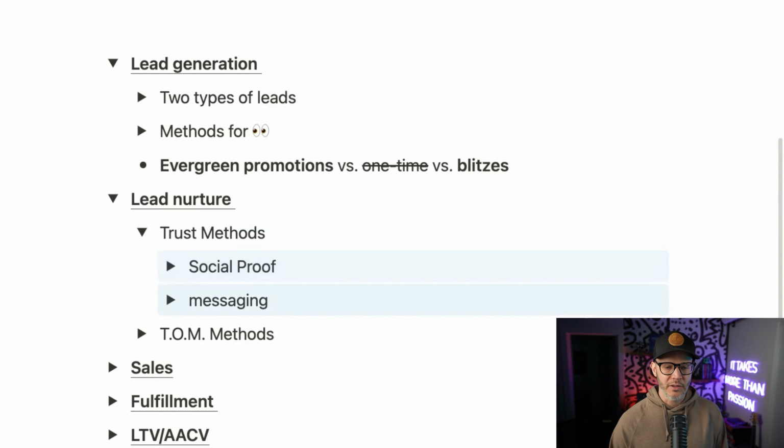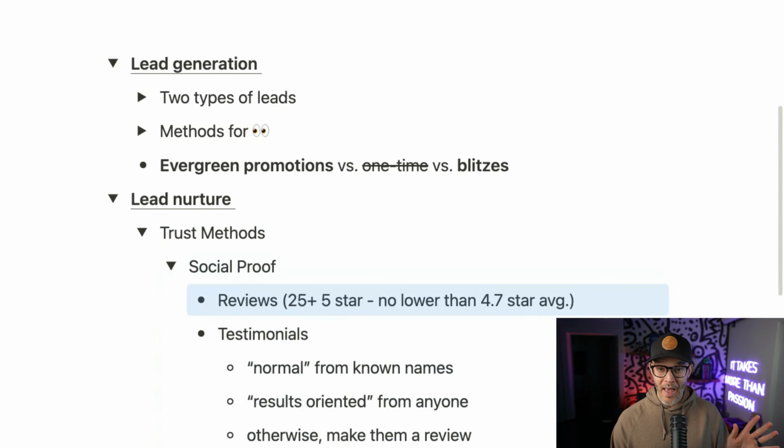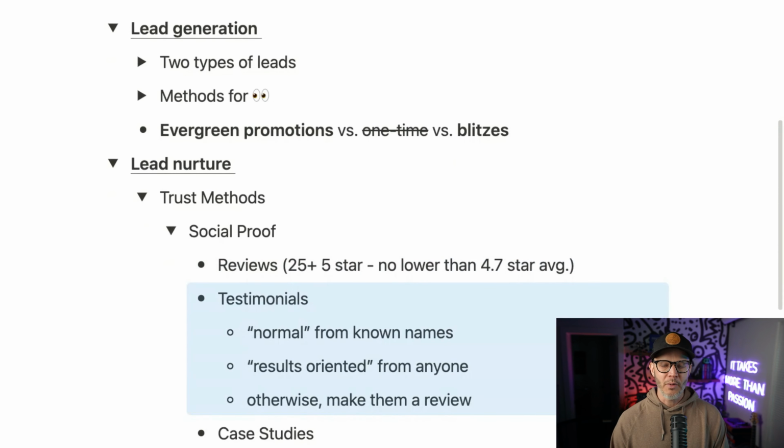There are different ways to do this. There's social proof and there's messaging. When it comes to social proof, we have past episodes on this, but there are things like reviews, getting 25 or more 5-star reviews, or at least no more than a 4.7-star rating. Having reviews on a platform like Trustpilot or Google is a good way of building social proof. Testimonials can be great as well, but they need to be done correctly.